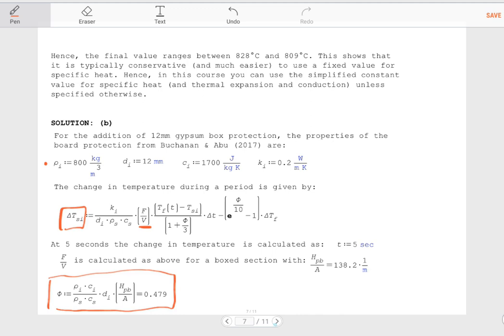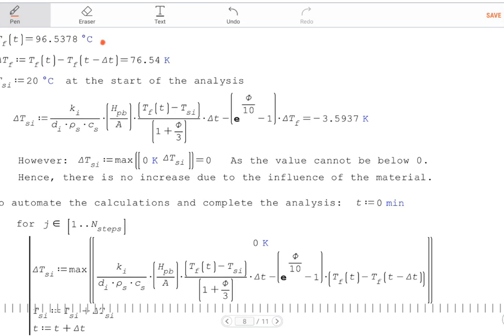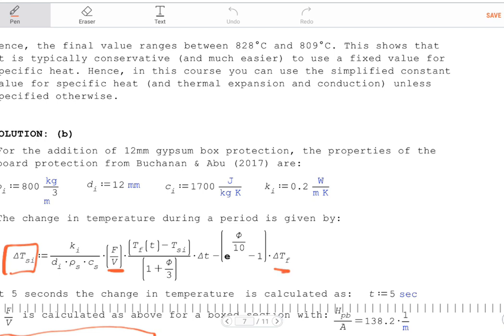Just as a quick comment, something to quickly check: this is our temperature at 5 seconds. In that equation, just be careful. Change in fire temperature is the change in the gas temperature over the increment being considered. So for instance, at our 5 second increment, it's that temperature minus the temperature at 0 seconds. So you do need to make sure that's not the delta t. It's very easy to confuse those terms. The left-hand one is our time step. The right-hand one is the change in fire temperature during the same period.